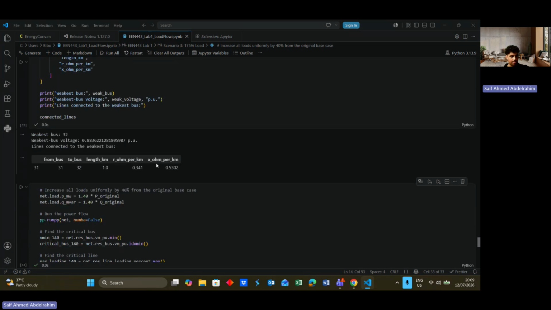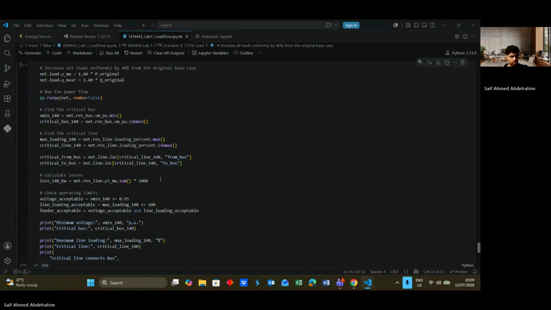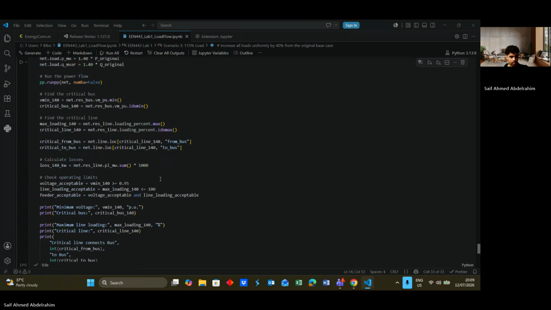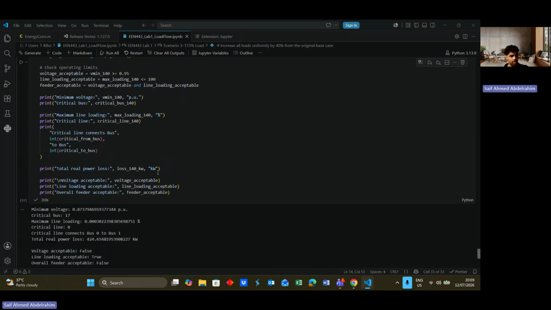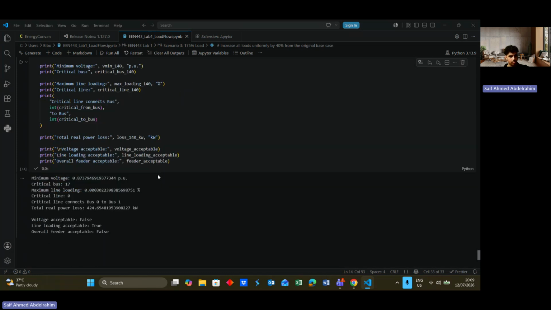So we move to the planning challenge, which is here. For the planning challenge, I increased all the feeder loads uniformly by 40%. As you can see here, the results were the minimum voltage is 0.87 pu, the critical bus was bus 17, and the critical line was line 0. And the total real power loss is 424.65 kilowatt.